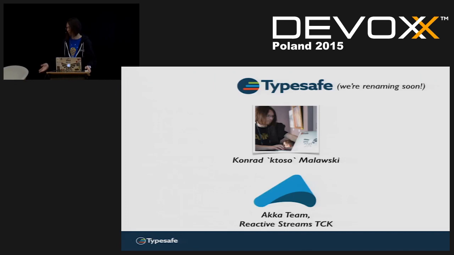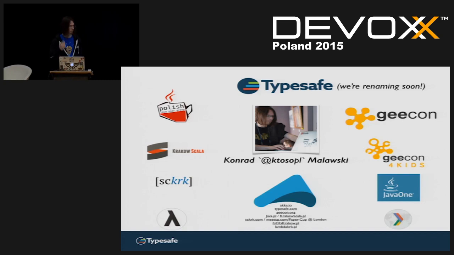So I'm Kamil Milavsky. I work at the company soon to be previously known as TypeSafe, because we are in the middle of a rename. So the company isn't disappearing, we're just renaming. And I work on the Akka team, and I was also part of the Reactive Streams initiative, where I did the technology compatibility kit. Other than that, part of program committee on Java 1, the emerging languages track, I run the Geekon conference, and a bunch of stuff in Krakow, including the Scala user group, the software craftsmanship reading club, and the Polish Jug, which practically speaking is the Krakow Jug, in case you're confused about that one.